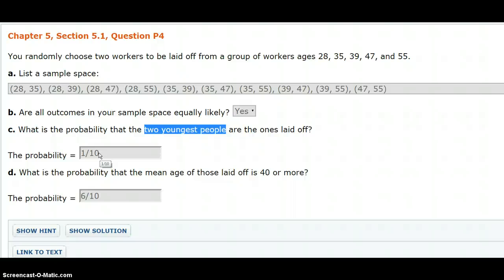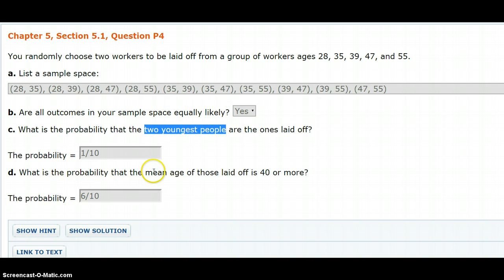Now again, this is only because they're equally likely. If we had different probabilities for different outcomes, then we can't just do this simple formula of the number of outcomes satisfying what we're looking for over the number of total outcomes. But because these are equally likely outcomes, we can do that.